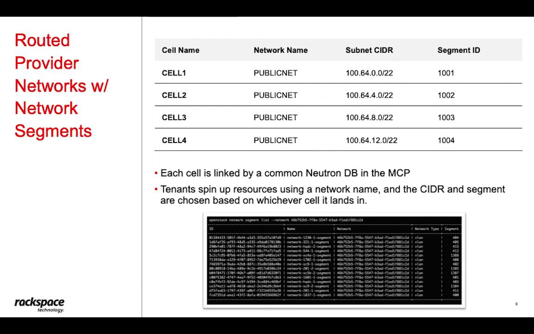So as a user, I say spin up a VM on public net. The Nova scheduler is going to communicate with placement and determine which cell deserves this instance. And then at that point, an IP will be assigned after the scheduling of the VM, whereas before, IP assignment happens prior to the scheduling of the VM.